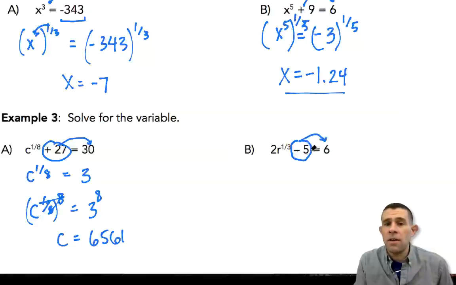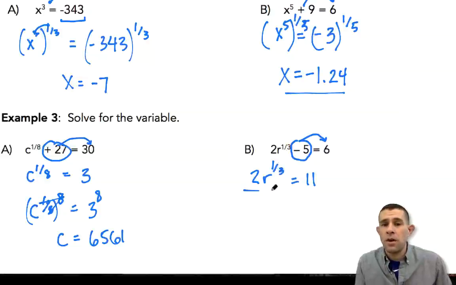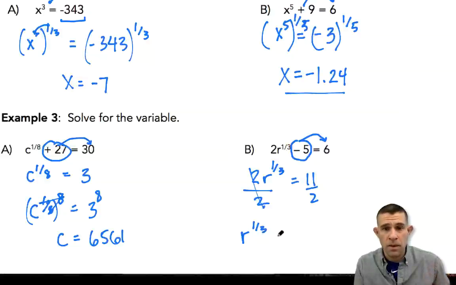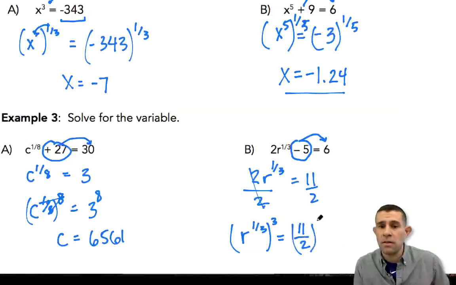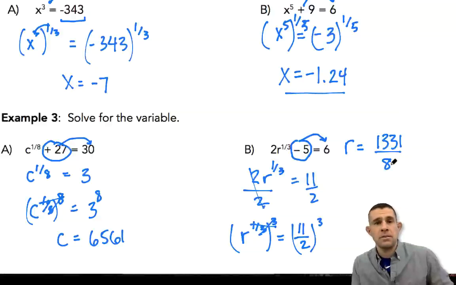All right, in example B here, we're going to get r by first isolating it. So I'm going to add over my 5, and I'm left with 2r to the 1/3 power is equal to 11. Now that 1/3 is only on the r, so I now need to divide both sides by 2. So I'm left with r to the 1/3, or in other words, the cube root of r, should be equal to 11 halves. Well, to undo that cube root, I'm going to take the cube of both sides. And when I do that, I'm going to have just r on the left side, and 11 cubed over 2 cubed, and that simplifies to 1,331 over 8.